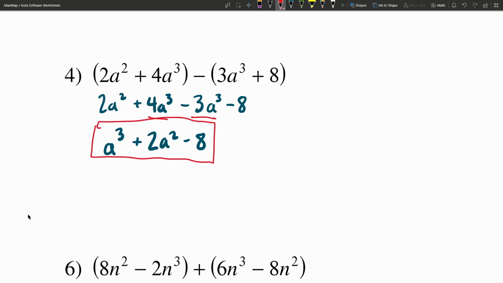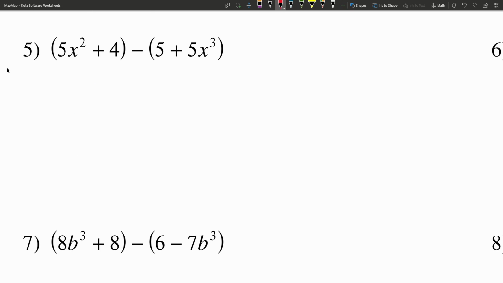Let's move on to our next problem. For number 5, we have 5x squared plus 4 minus the quantity, because it's in parentheses, 5 plus 5x cubed. So what I'm going to do is I'm going to rewrite this, taking the subtraction of this polynomial into account. So we have 5x squared plus 4 minus 5 and then minus a 5x cubed.